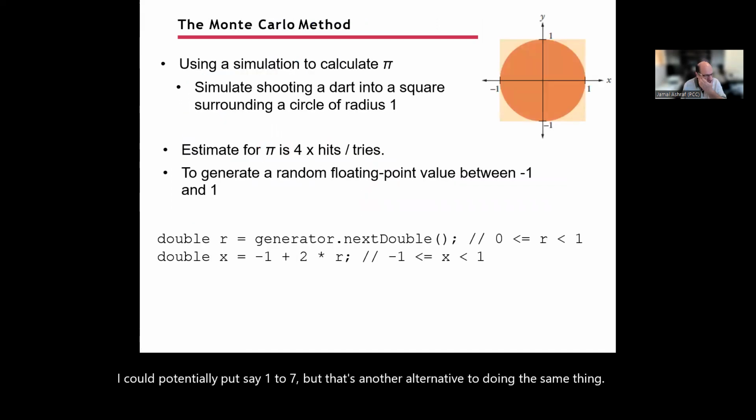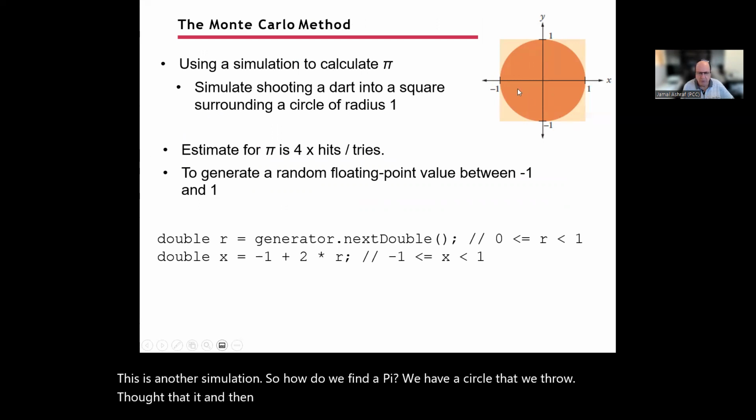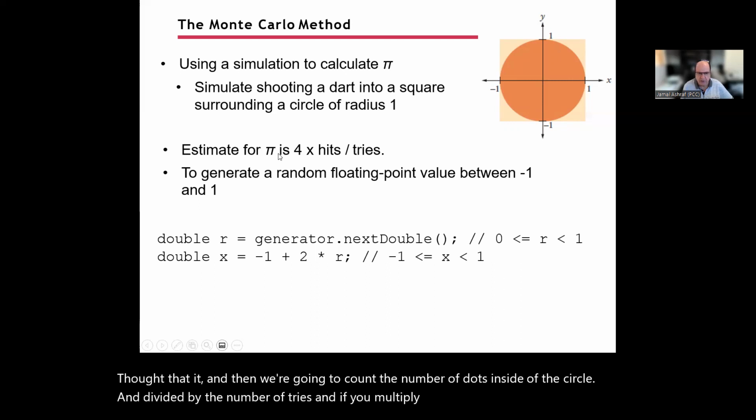This is another simulation. So how do we find pi? We have a circle that we throw dots at, and then we're going to count the number of dots inside of the circle and divide it by the number of tries. And if you multiply that by 4, we're going to get pi.